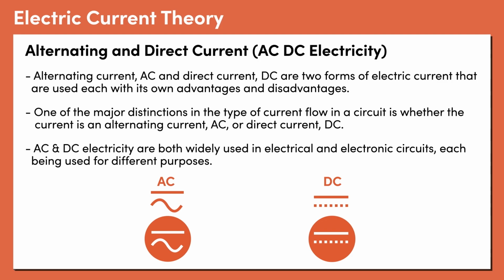One of the major distinctions in the type of current flow in a circuit is whether the current is alternating current, AC, or direct current, DC. AC and DC electricity are both widely used in electrical and electronic circuits, each being useful for different purposes. Both have their own characteristics and provide different advantages that can be used in different situations.